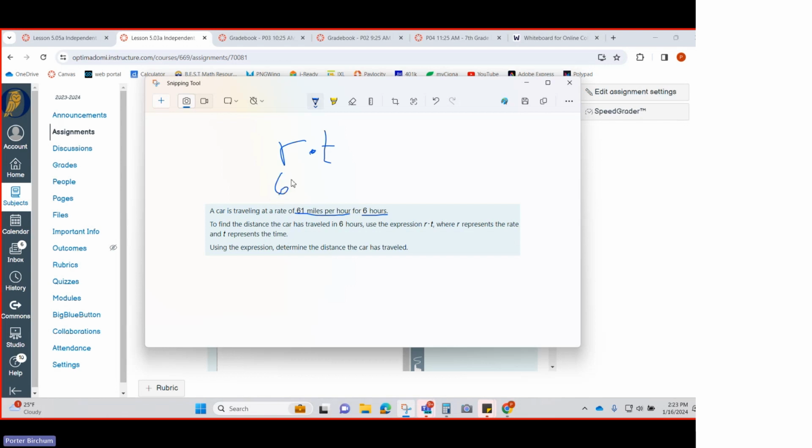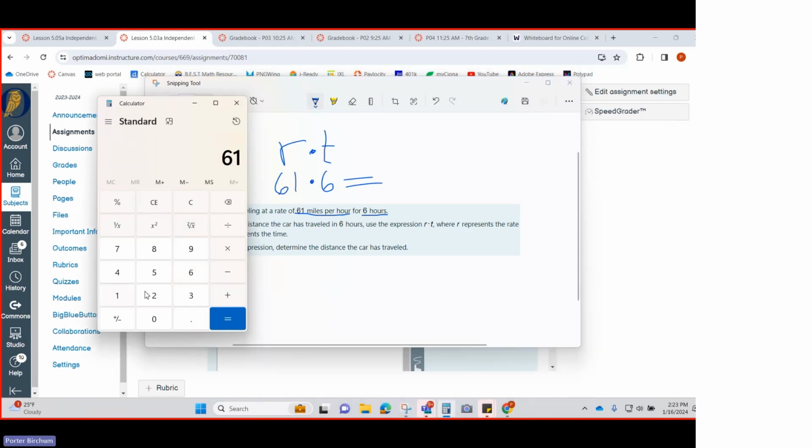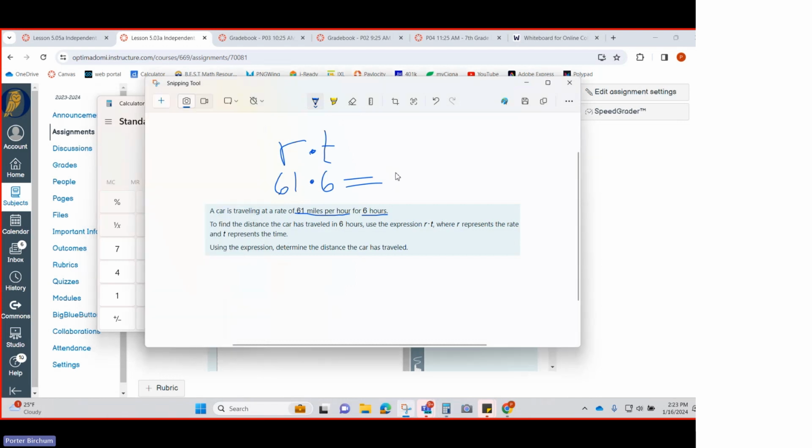So our rate is 61. Our time is 6. So instead of R, we write 61. Instead of T, we write 6. And we do 61 times 6, which, now that my brain is dead from all of that hard math, I use the calculator and I get 366. And we are done.